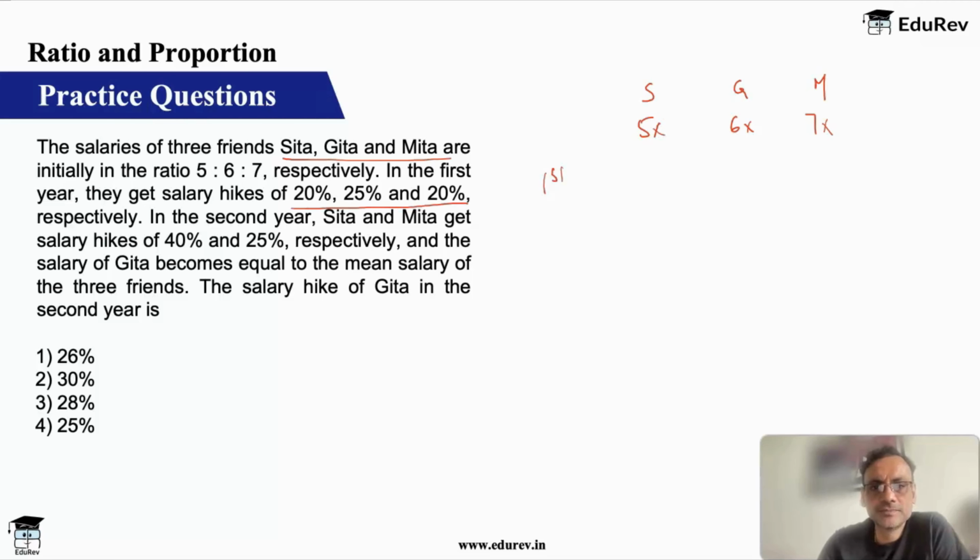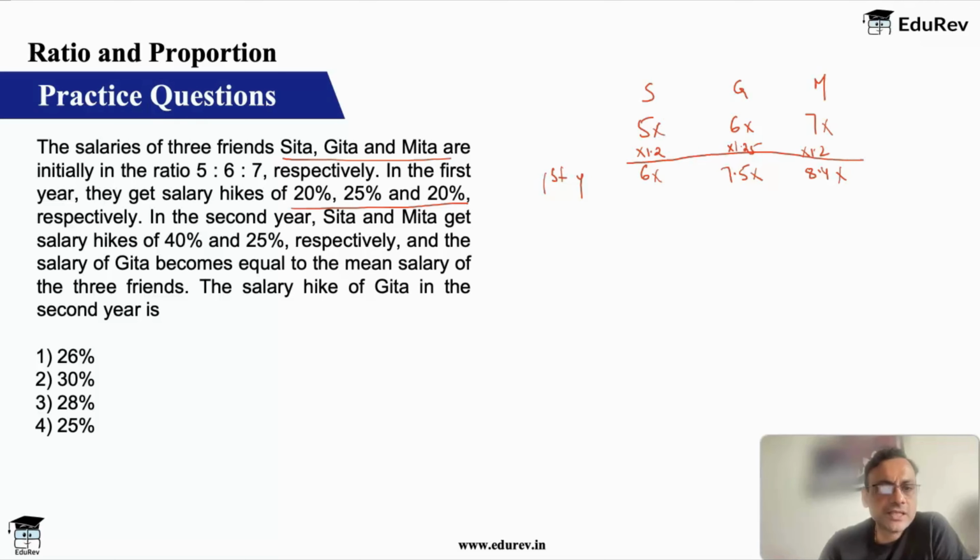So first year, 5x increased by 20%. That means 1x, so it will become 6x. And you basically are multiplying this with 1.2. This you're multiplying with 1.25, 25%. So this will become 7.5x. And this you're again multiplying with 20%, so 1.2. So it will become 8.4x. So these are their salaries at the end of first year.